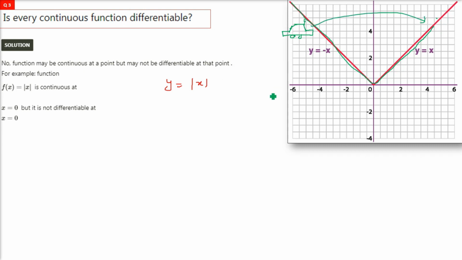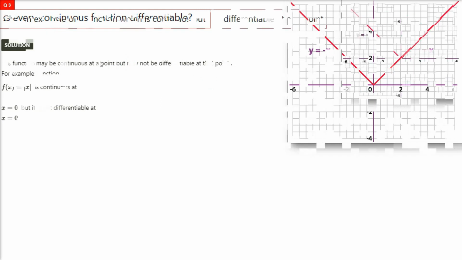So this is continuity. But since the peak here is a sharp edge, if you take a point on the left and a point on the right and draw a tangent, the slope of the tangent at these two points is different. That means this function will not be differentiable, because at a particular point we have two different tangents, and that we don't want in differentiability.